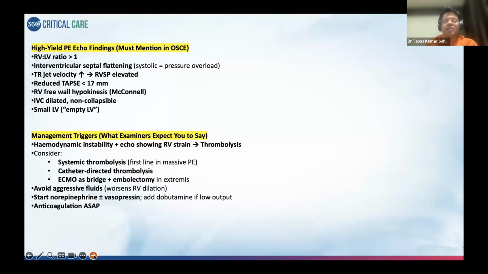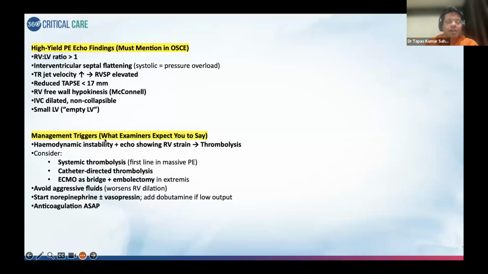Now, what are the management triggers? Again, I have already told you the examiners don't want you to only identify, because they also want you to treat the patient. Now, you are the examinee, you are the doctor on duty. You are getting this type of patient. You have done the POCUS. You are informing the consultant. The senior consultant would be expecting, as you are the consultant recently joined, that you should know what your management triggers are.